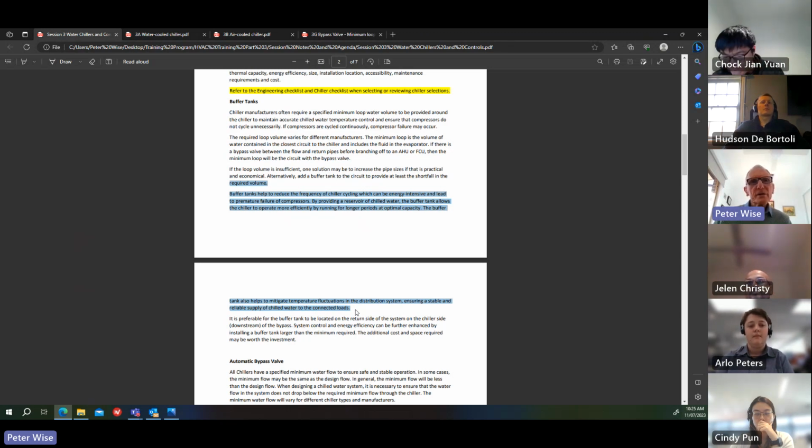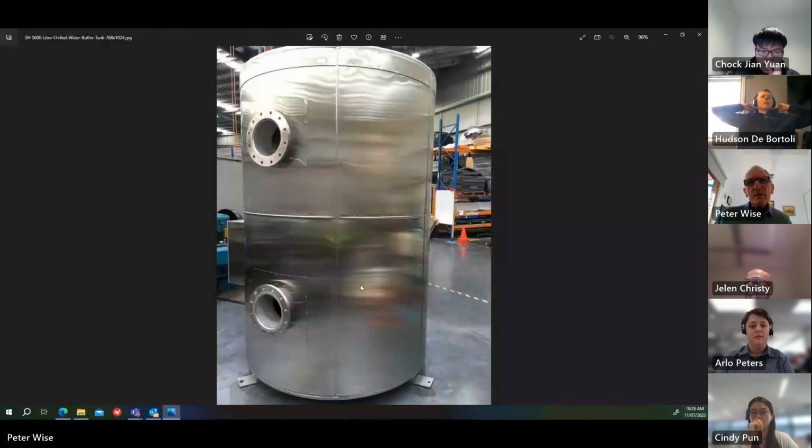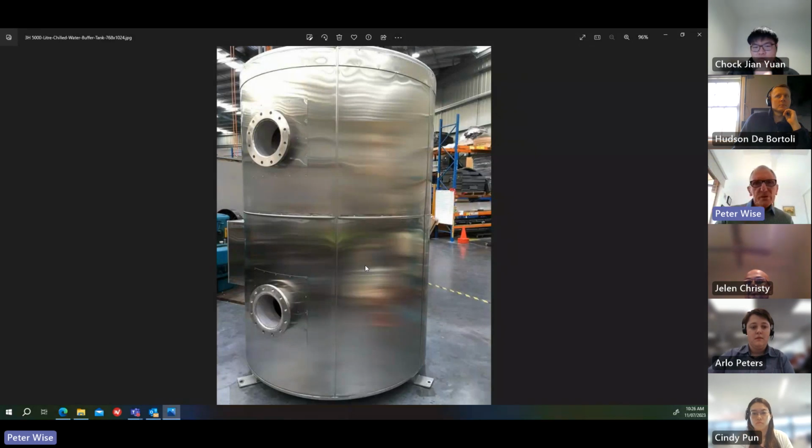I'll show you a picture of a buffer tank. There's one there. That one's been pre-insulated and sheathed. Obviously, the buffer tank has to be insulated and it's got to be pressure rated because it's part of the pipework system. It's like a big pipe, if you like. This one is 5,000 litres. So you need to calculate what volume you need, deduct the volume within that minimum circuit, and then that'll tell you how much extra volume you need. And in most cases, you'll need a buffer tank. It's normally difficult to do it with pipework.